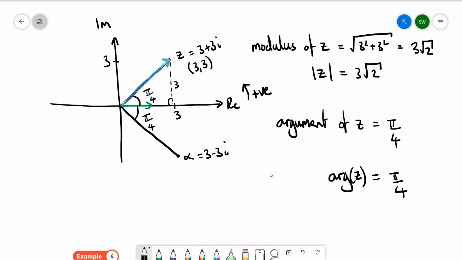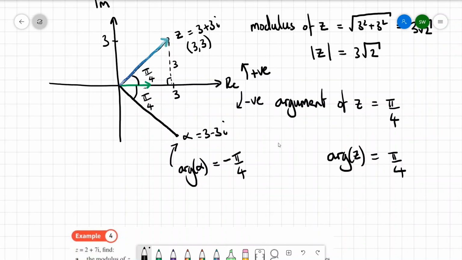But we need to distinguish the fact that this time we've gone down from the real axis, so we've gone in the clockwise direction. So this is the negative direction for the argument, for the angle. So for this complex number, you'd say that the argument of this complex number is minus pi over 4. Okay? And that tells you that you're going to spin pi over 4 in the clockwise direction.